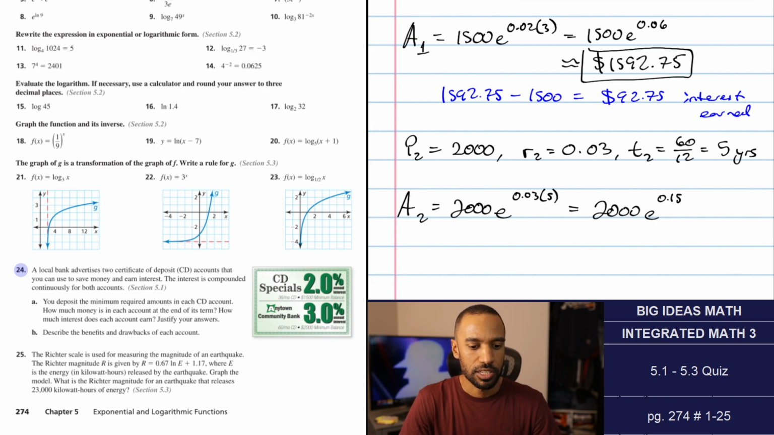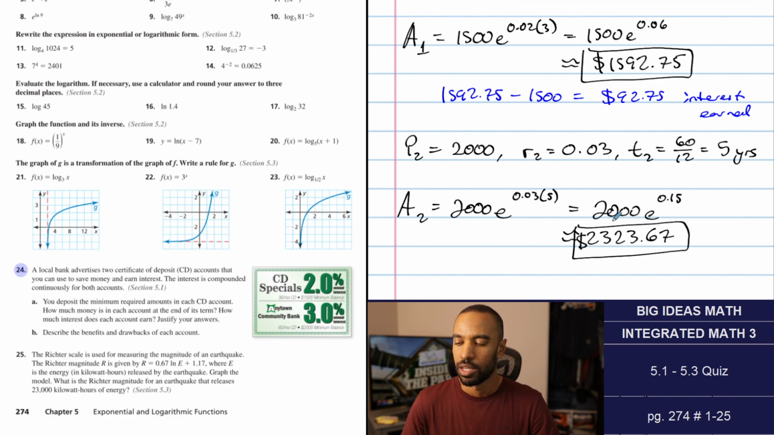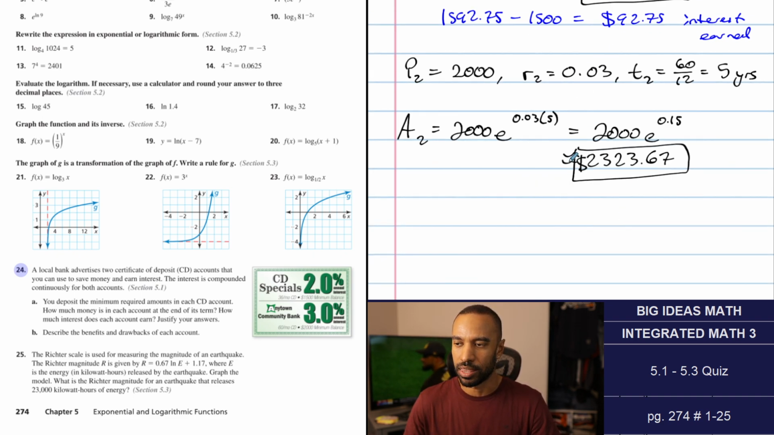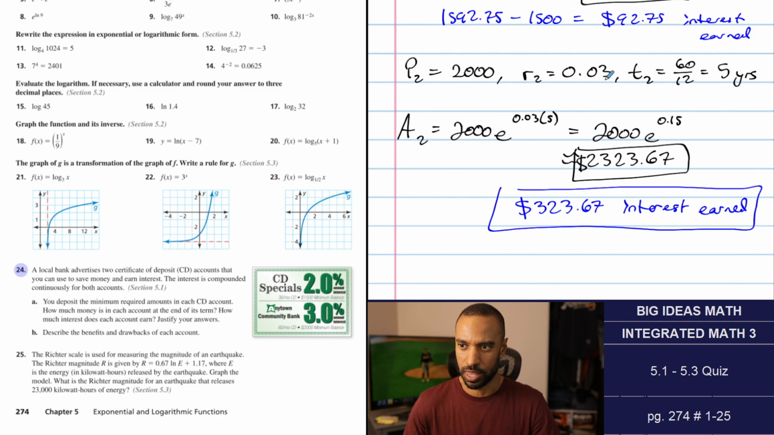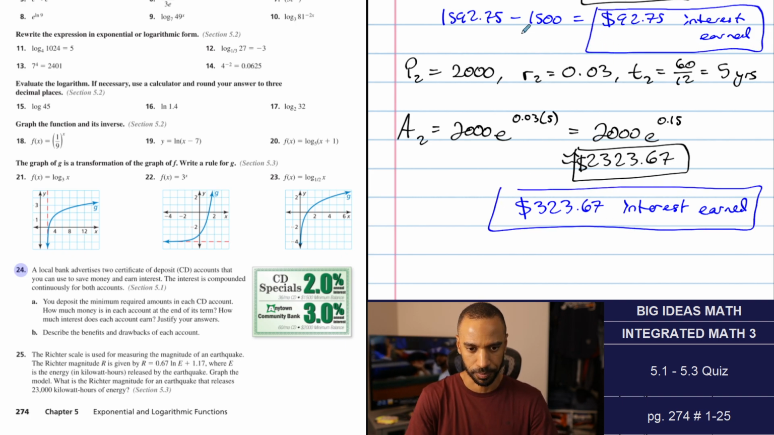So significantly, it's not just more money there's going to be overall, but it's a greater difference from the last one that we had because higher everything. And this is going to be about $2,323.67. That's in dollars. And so the interest earned on this one is about $323.67. Excuse me. I should probably box those ones. I think that was the official question that they had on both those parts.